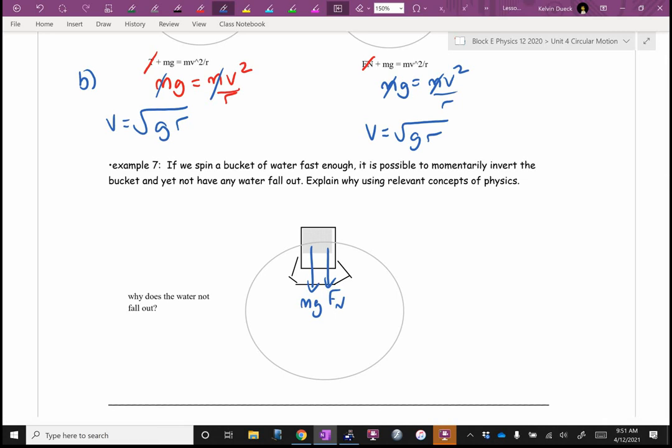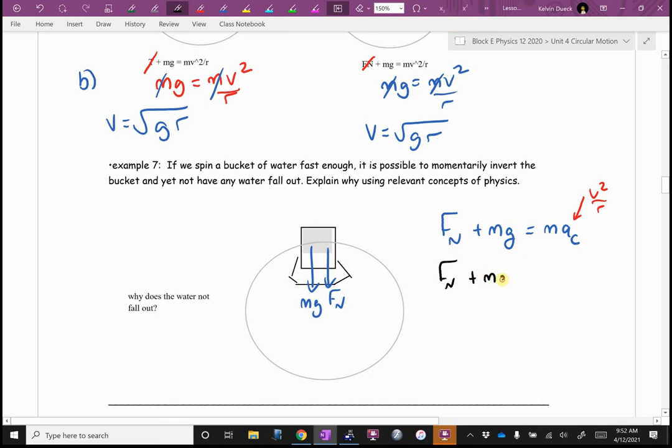Who's winning? They both are. So what's my equation? My equation is going to be normal force plus mg equals ma c. And I'm going to bring in the version of a that's equal to v squared over r because I'm going to be talking about speed. I get this. Normal force plus mg equals m, what did I write? Equals mv squared over r.